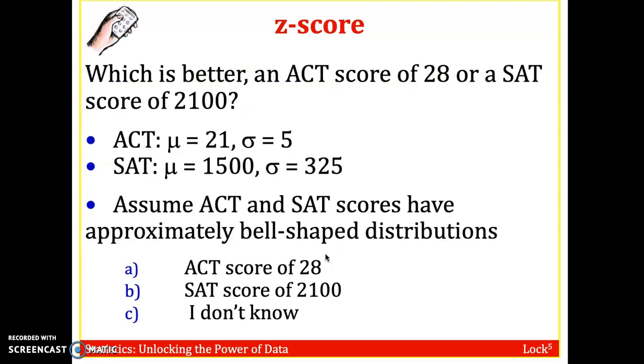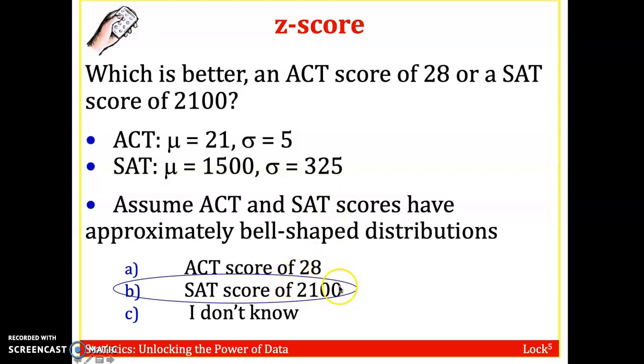All right, let's look at an example. Which is better, an ACT score of 28 or an SAT score of 2100? And all we know is that the ACT has an average of 21 with a standard deviation of 5. The SAT has a mean of 1500 and a standard deviation of 325. So the idea of a z-score: if we calculate z-scores for these values, we're going to end up with a way to compare these two values.